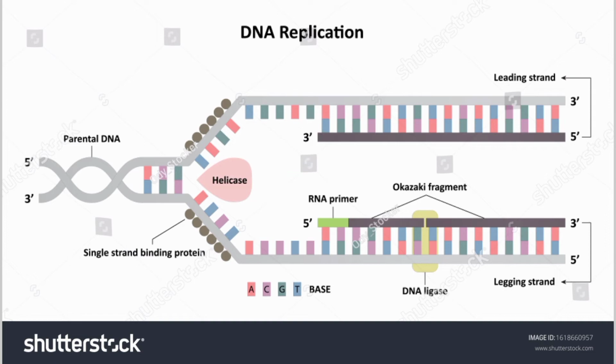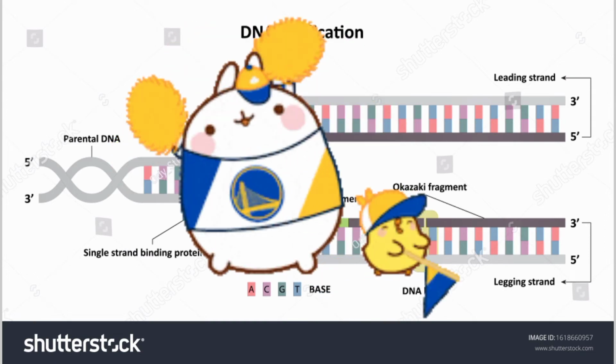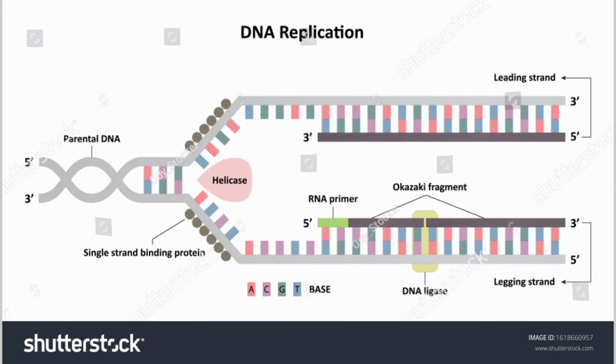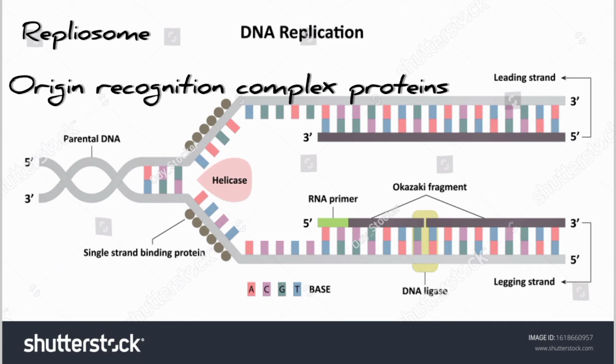But let's not forget that Helicase has a supporting team. One of the members of this team is called SSB proteins, and these proteins bind with the strands of DNA after separation to keep them from rebinding. Also, there are ribosomes, which are cooperative protein complexes, in addition to origin recognition complex proteins, which have a role in determining the site of the replication fork on the strands.